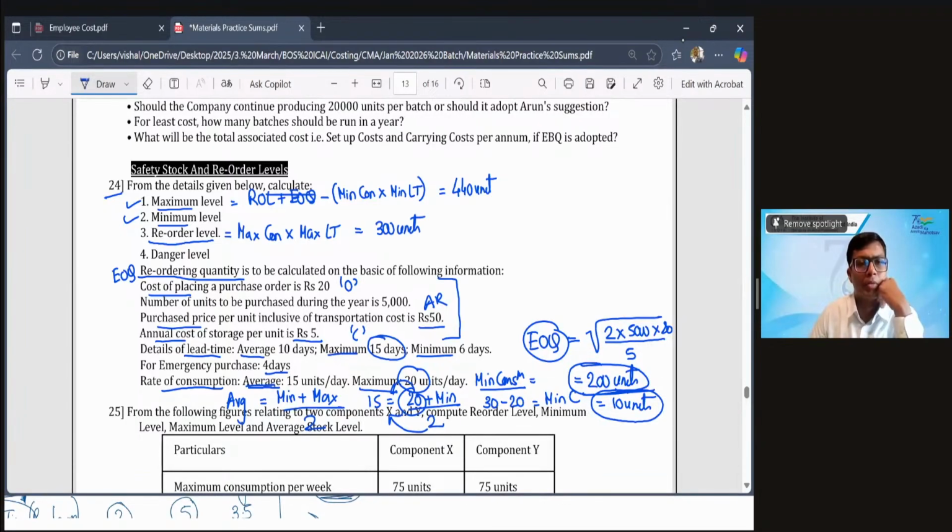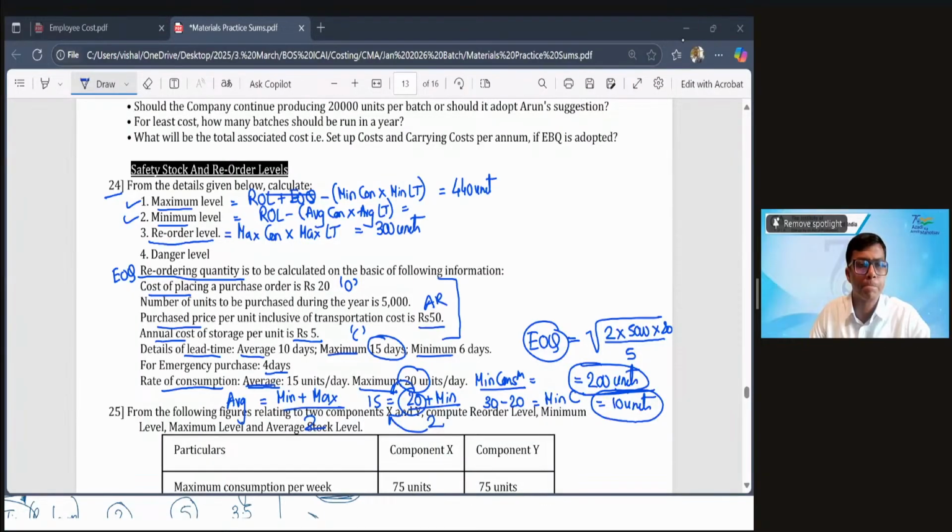Then for minimum level, what is the formula? The formula is ROL minus average consumption into average lead time. Now for minimum, it is ROL minus average into average. Yes, very good, Riddhi. Nikhil, please recheck your calculation. Shamli, correct. Hina, very good, beta.